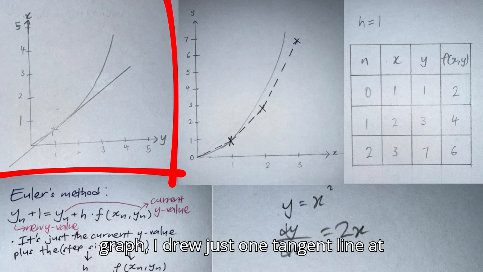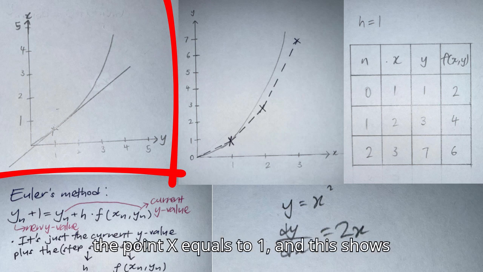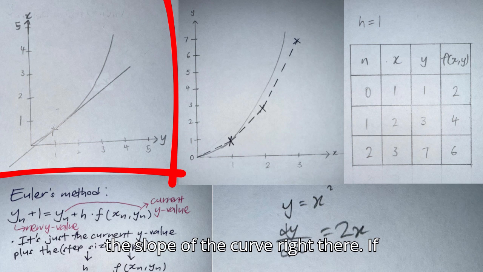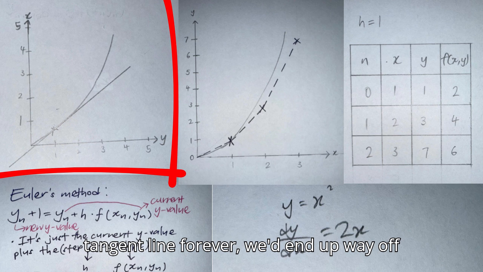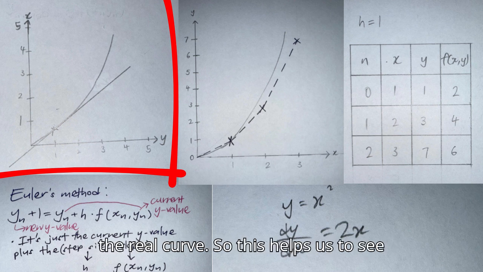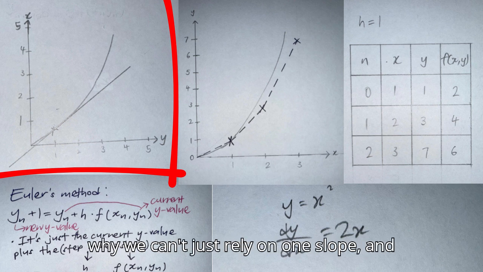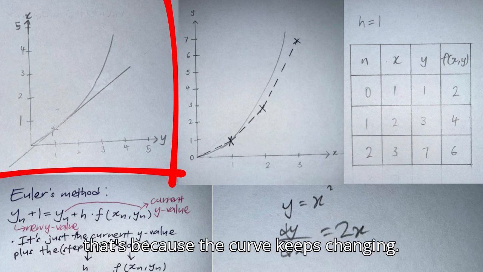In the first graph, I drew just one tangent line at the point x equals 1, and this shows the slope of the curve right there. If you were to only follow this single tangent line forever, we'd end up way off the real curve. So this helps us to see why we can't just rely on one slope, and that's because the curve keeps changing.